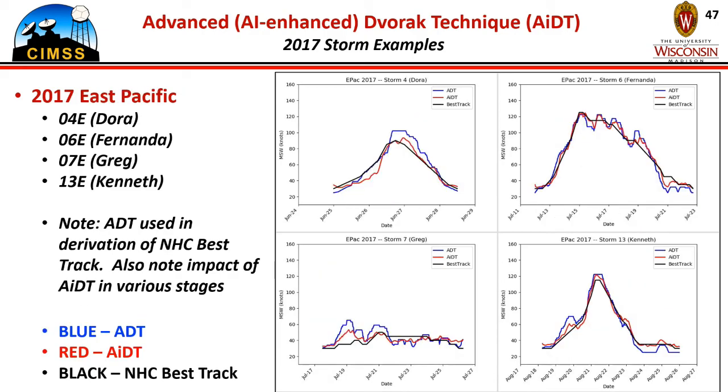Here are 4 cases from the East Pacific during 2017. Many of the same intensity range improvements are highlighted as with the Atlantic cases I just showed on the previous slide. However, one case, Dora in the upper left corner, does show the adjustments made by the ADT during a Category 2 hurricane.